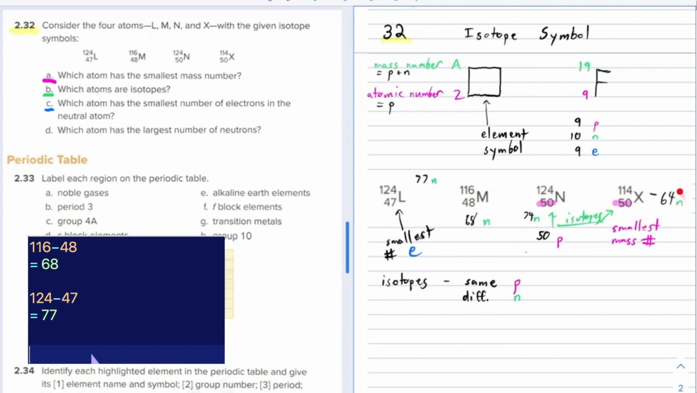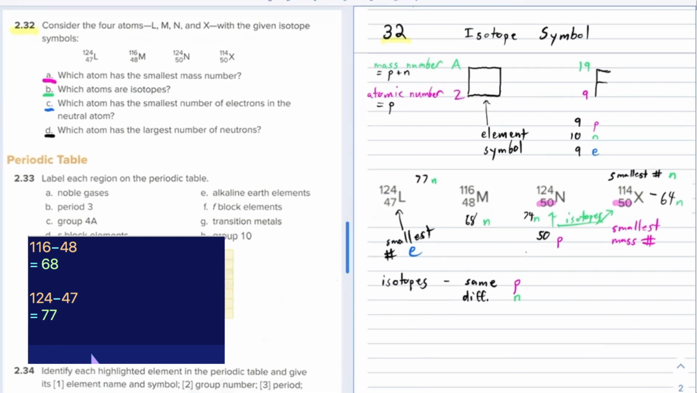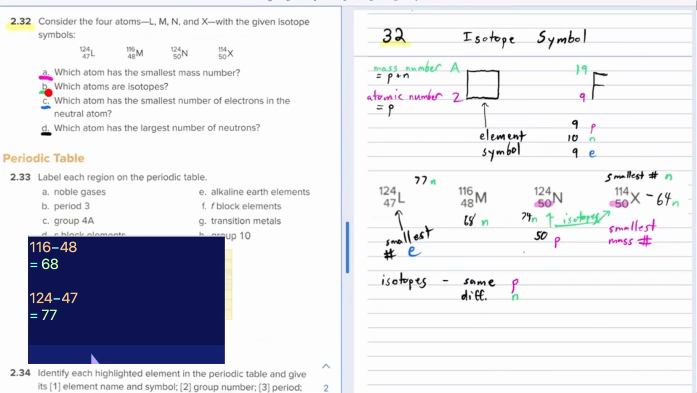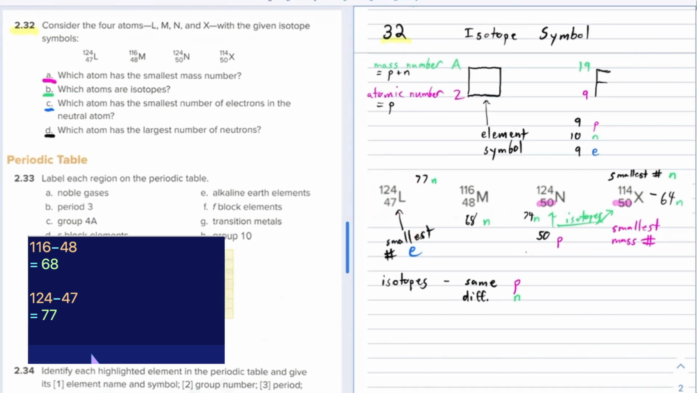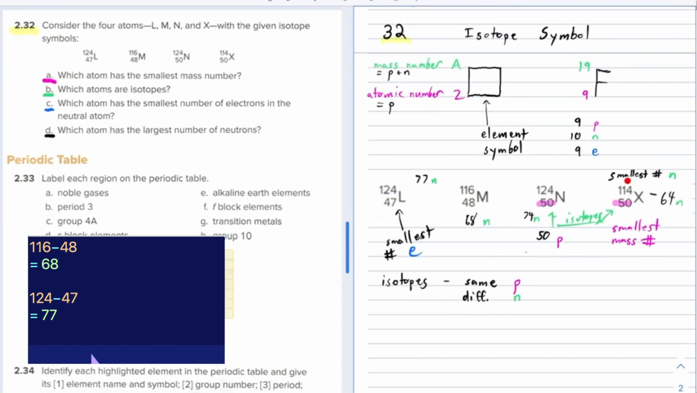Now we've got neutrons: 77, 68, 74, 64. It looks like that one is the smallest number of neutrons. So, check. A, smallest mass number, that's this one right here. B, which are isotopes, these two. C, smallest number of electrons in the neutral atom, that's this one. And D, largest number of neutrons. I'm sorry, largest number of neutrons. So that's the smallest number of neutrons. Which one is the largest? That's 77. So largest number of neutrons.